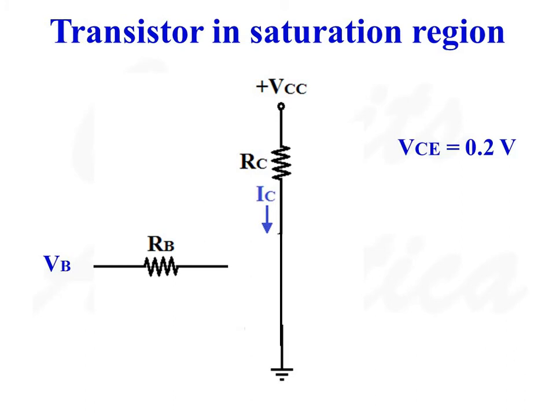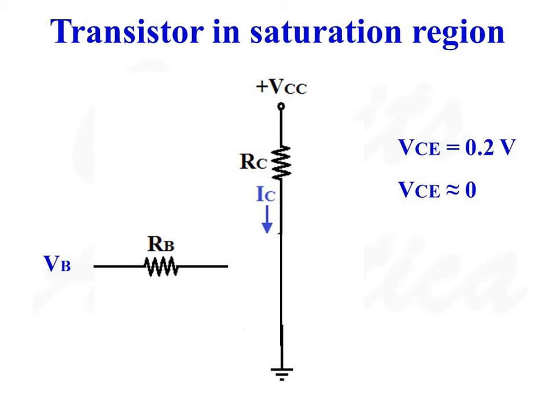Now let us consider a transistor in saturation region. A transistor is said to be in the saturation region if potential difference between transistor's collector and emitter is equal to 0.2 volt, or potential difference between transistor's collector and emitter can be approximated as 0. That means resistance between collector and emitter of the transistor is approximately equal to 0. It's almost equal to 0.